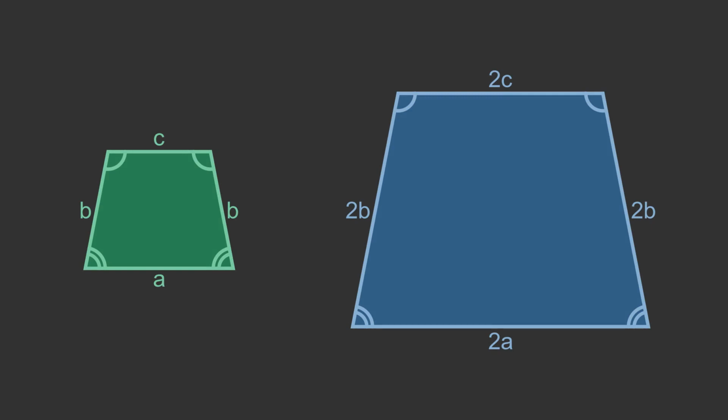It is sometimes useful to know the scale factor between two shapes. We can find this by comparing the lengths of any pair of corresponding sides. In this case, taking side A, the scale factor F is 2A divided by A. This gives a scale factor of 2. We always divide the larger side by the smaller side, so the scale factor is always greater than or equal to 1. If two shapes are congruent, that is, they have the same size and shape, the scale factor will be 1.